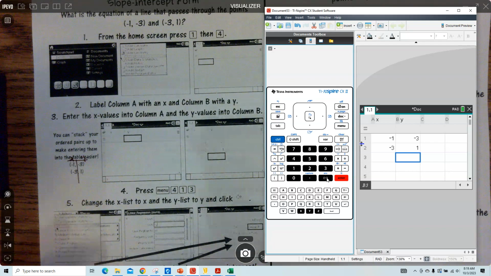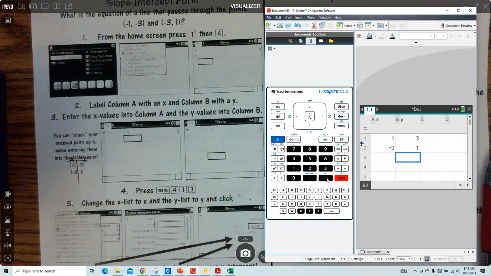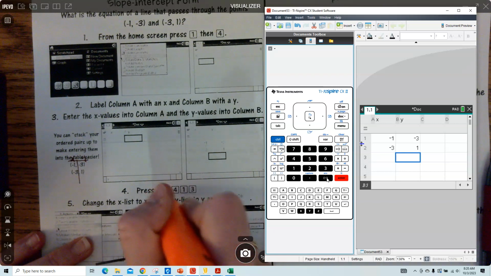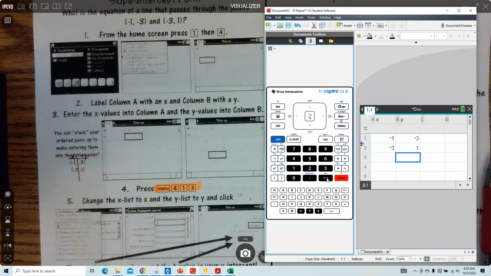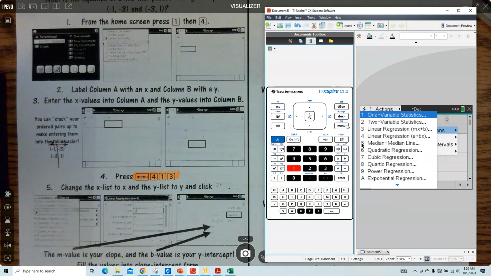So the keys for this are the part that you need to remember. As long as you have your journal, you'll have it. Those keys, menu 4 1 3, we will use those until you're sick of them this year. That's what we're going to push: menu, and then 4, 1, and then 3. We want mx plus b. That's slope-intercept form.